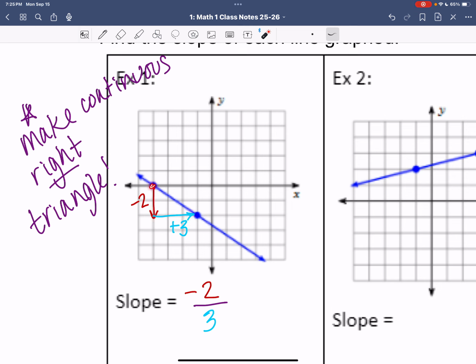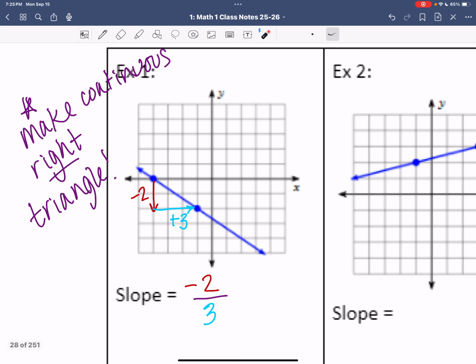Since we started here and we went down, that's a negative. And then since from here to here we're going right, that's a positive. So it's your change of y over your change of x, and your slope is 2/3.